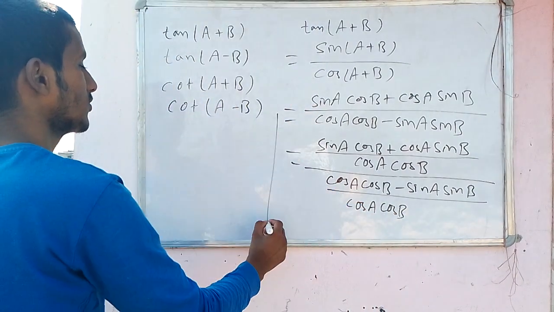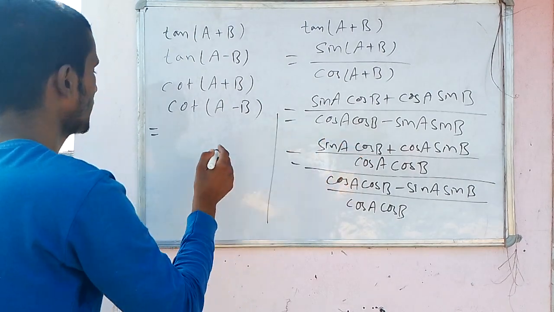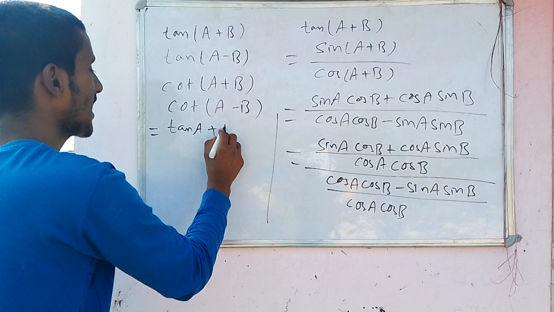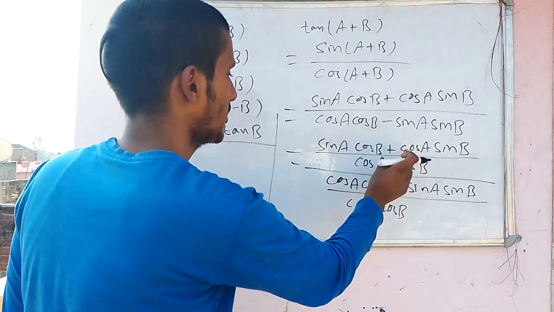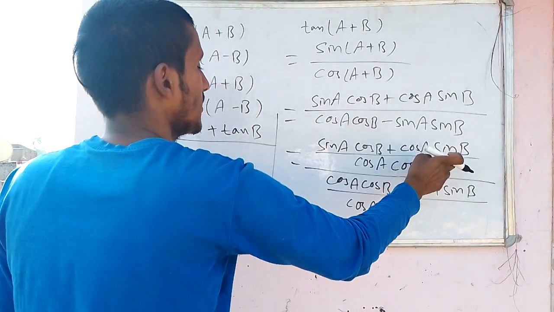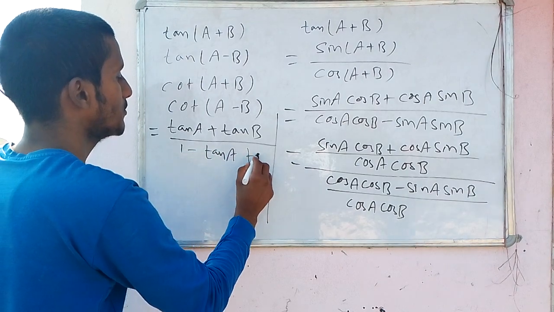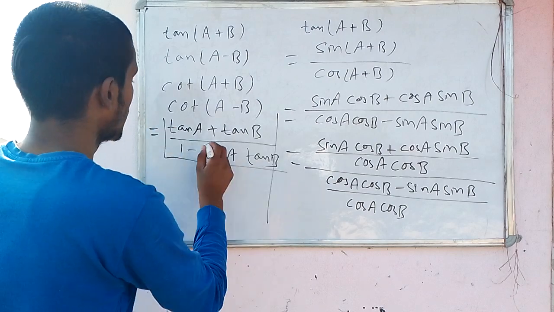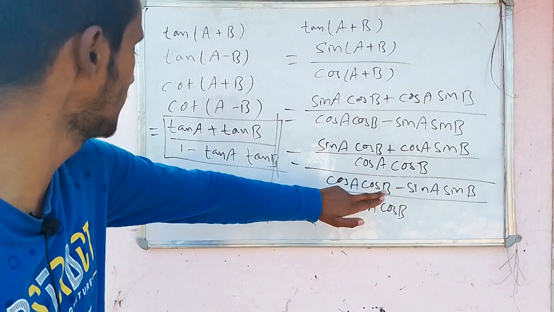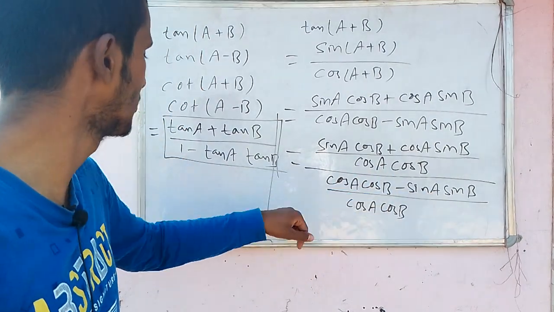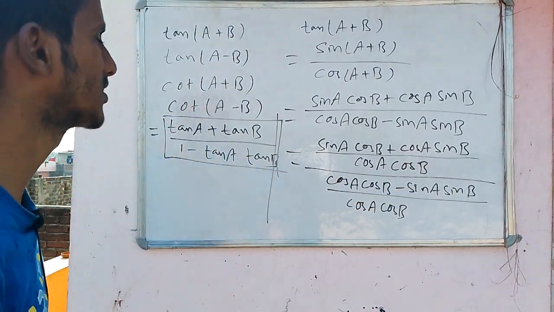Solving this further, what we get is sine a divided by cosine a, which is tan a, plus tan b. In the denominator, cosine a cosine b divided by itself is 1, and sine a divided by cosine a gives tan a, and sine b divided by cosine b gives tan b again. So the denominator is 1 minus tan a tan b.